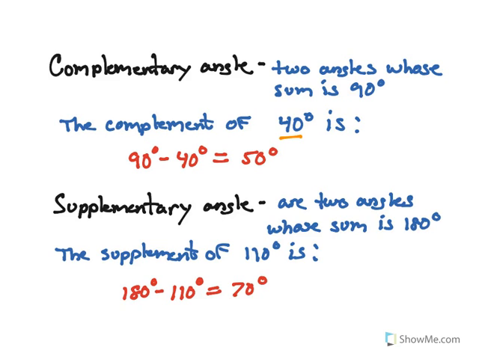The next type of angle is a supplementary angle, and those are two angles that sum up to 180 degrees. So if you want to find the supplement of 110, well, if you take 180 and you subtract 110, you get 70 left over. So 70 degrees is what you have to add to 110 in order to get 180. So pretty simple concept, pretty easy to calculate. Okay, so let's do an example.